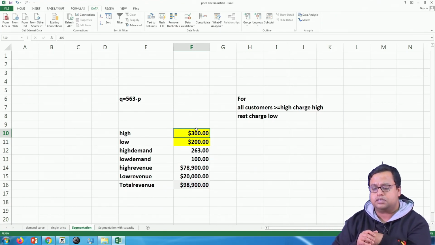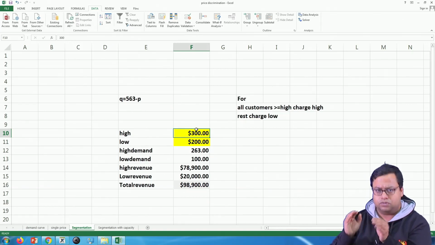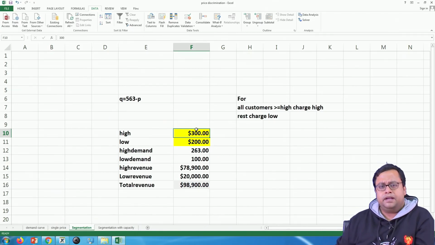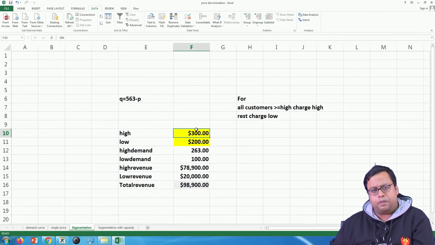So, all customers who are greater than or equal to high, who are high demand, charge them high, then whoever is left, charge them low. To give an example, let us say various institutes have certain kinds of programs. For those programs the seats are limited. Let us say there are 50 seats, or there is no capacity limit, but initially we charge high, and then we give discounts to fill up the last of the seats. So, that is something that also happens here.